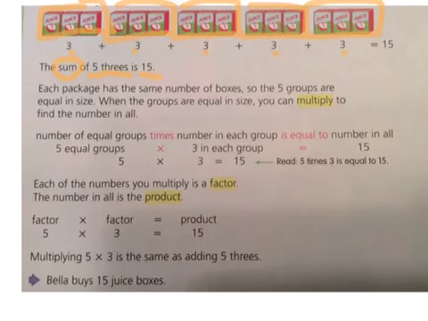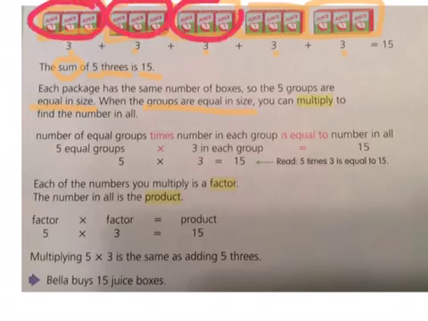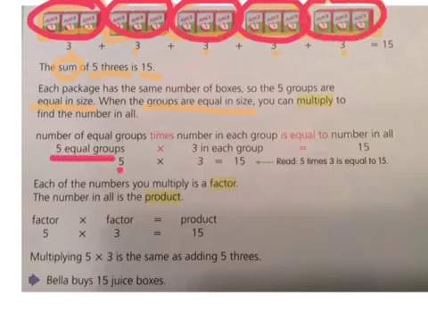If each package has the same number of boxes, so the 5 groups are equal in size, that's important. Equal groups. When the groups are equal in size, you can multiply to find the number in all. The number of equal groups times the number in each group is equal to the number in all. So what they're saying is we have 5 equal groups. Again, up here, we have those 5. So for the 5 equal groups, you write a 5 down there. The 3 in each group that we already know about is written here.